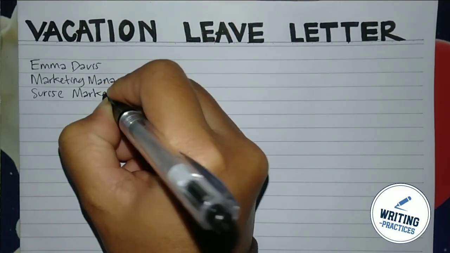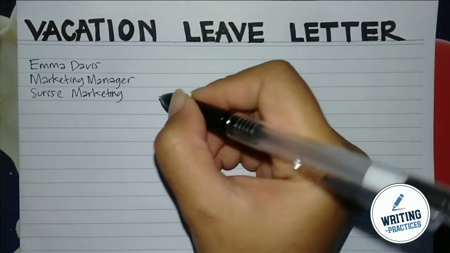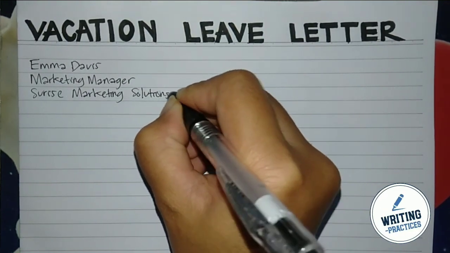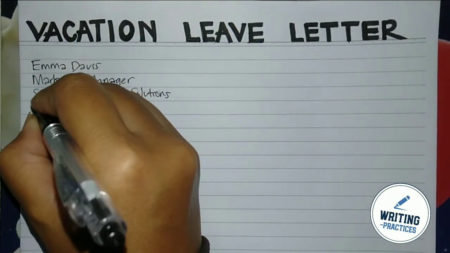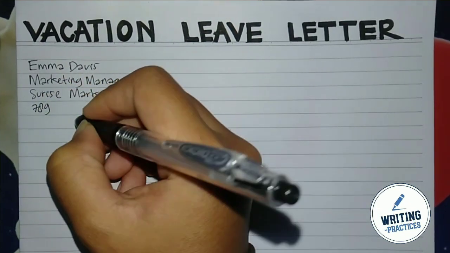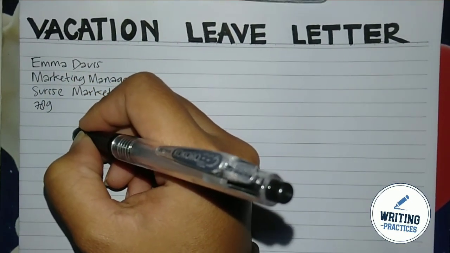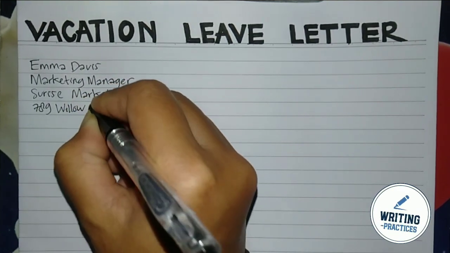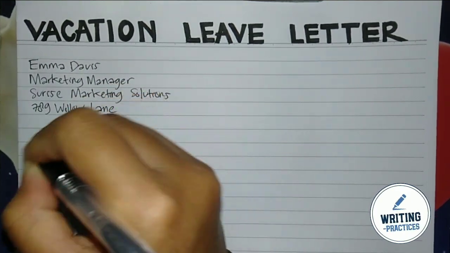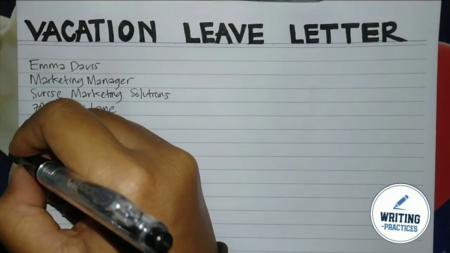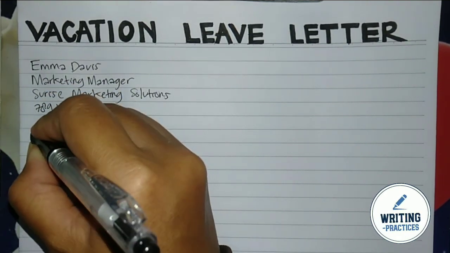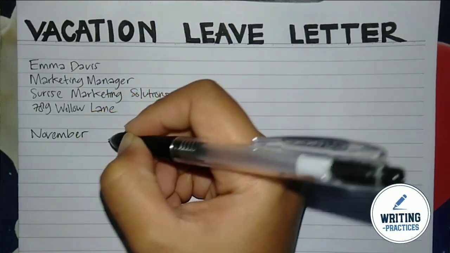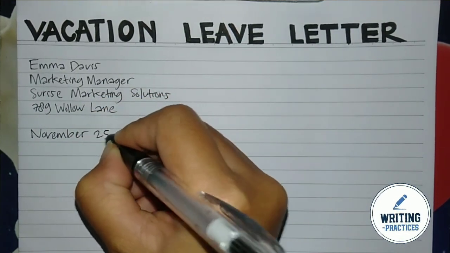In this letter, employees provide essential information such as the requested dates for the leave, the reason for their absence, and any necessary details to ensure a smooth transition during their time away from the office. It helps employers and supervisors plan work schedules, allocate resources effectively, and maintain a record of approved leaves in accordance with company policies and procedures. Here, Writing Practices will show you how to write a vacation leave letter for office step by step.